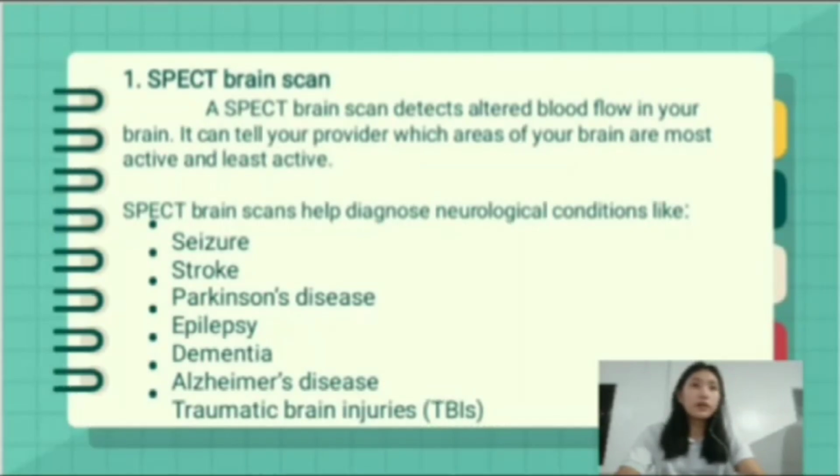Let's talk about the SPECT brain scan. A SPECT brain scan can detect altered blood flow in your brain. It can tell your provider which areas of your brain are most active and least active. A SPECT brain scan helps to diagnose neurological conditions like seizure, stroke, Parkinson's disease, epilepsy, dementia, Alzheimer's disease, and traumatic brain injuries.